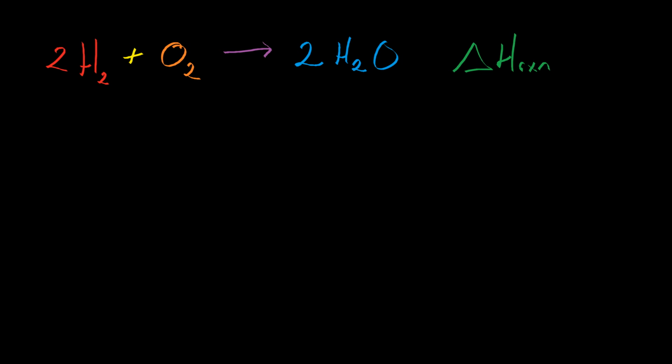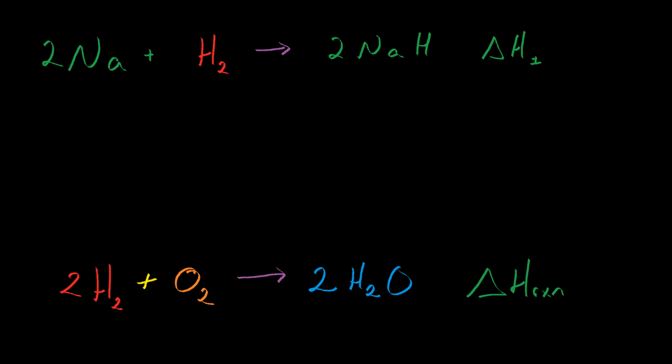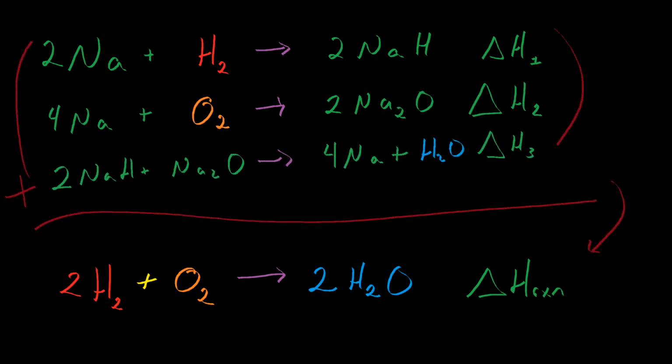So let's go ahead and take this more or less completely made-up hypothetical set of reactions. You combine sodium with hydrogen to make sodium hydride, and that's reaction 1. Then you combine sodium with oxygen to make sodium oxide, and that's reaction 2. Then you take those two, sodium hydride and sodium oxide, and you combine them together to make sodium and water. Like I said, hypothetical made-up reaction. I'm pretty sure you couldn't actually do this. Just pretend it's a hypothetical.